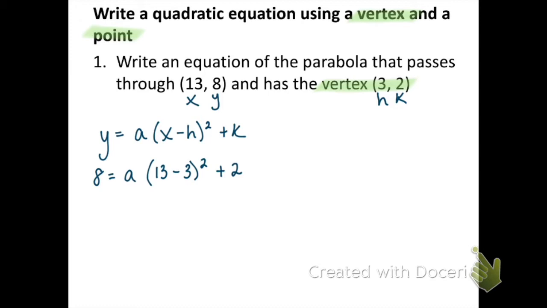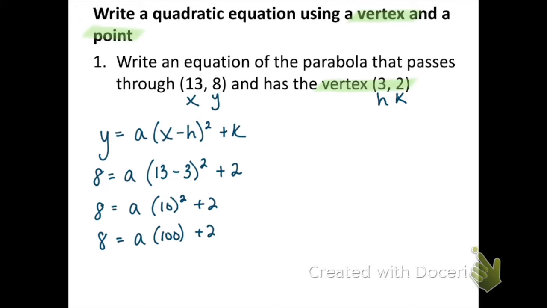So let me remind you about order of operations. Order of operations says to start with our parentheses, so we're going to start with our 13 minus 3. And then we're going to do our exponents, so we're going to do 10 squared, which is 100. And now for solving, I want to get a alone. So I'm going to move the 2 over first. We always add or subtract over first. And then we will divide by 100.